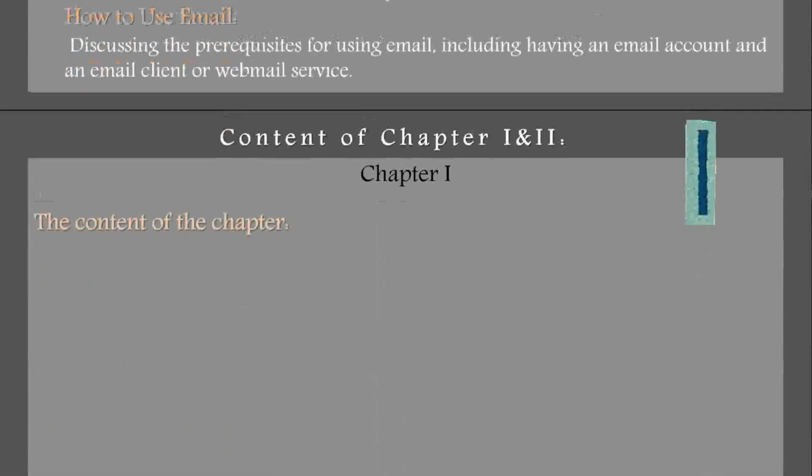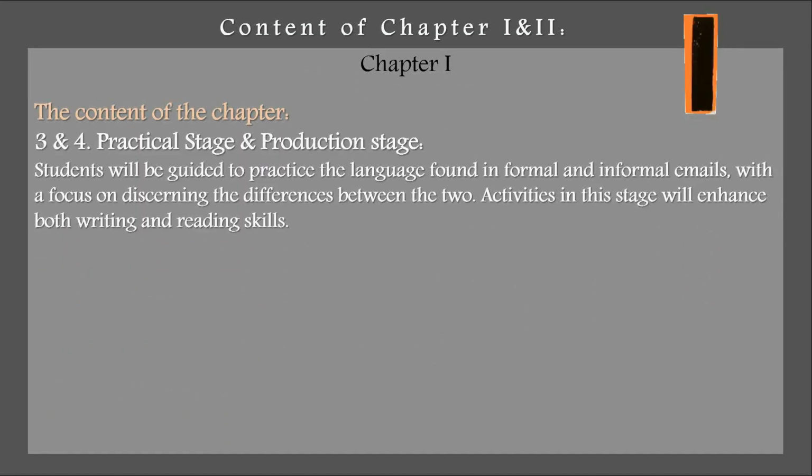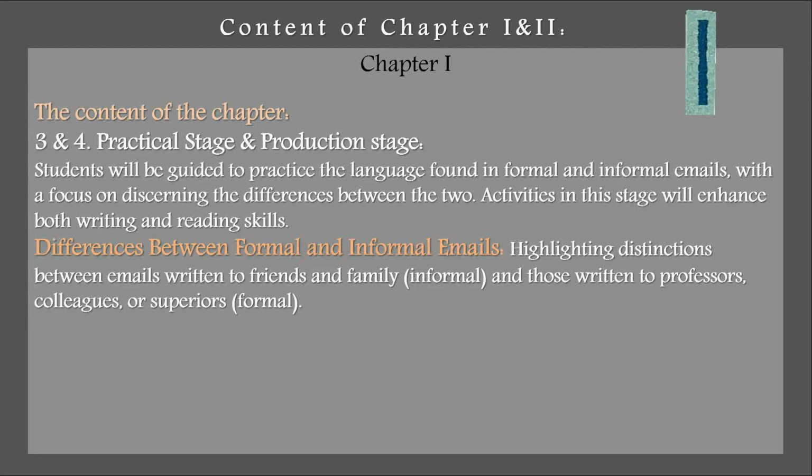Now, the practical stage. Students will be guided to practice the language found in formal and informal emails, with the focus of discerning the difference between the two. Activities in this stage will enhance both the writing and reading skills, and will include would and could modal verbs. For instance, highlighting the distinction between emails written to friends and family. Those are informal, and those written to professors, colleagues, and superiors.